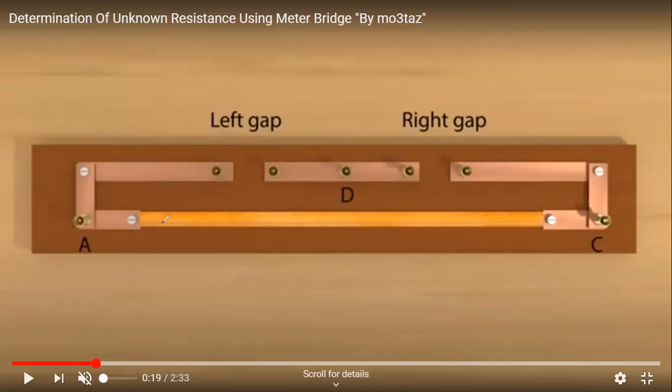So a uniform wire AC of 1 meter length is stretched, and a meter scale is fixed below the wire.